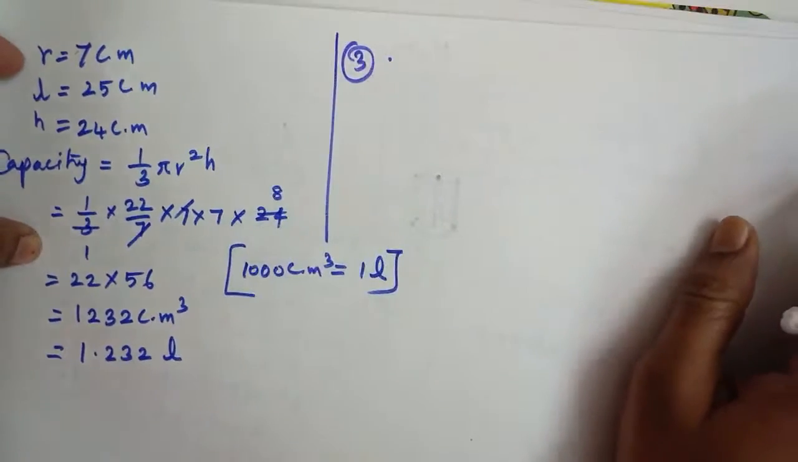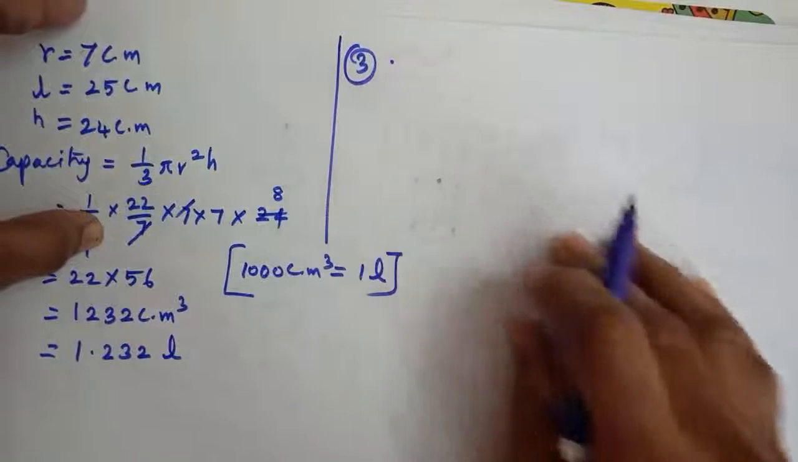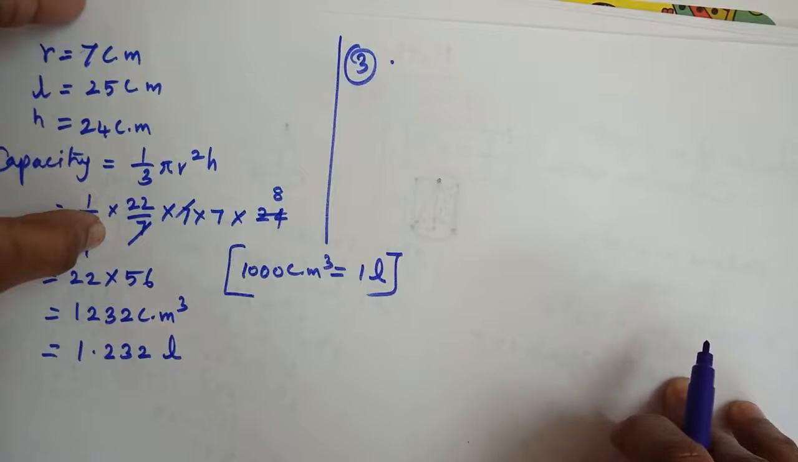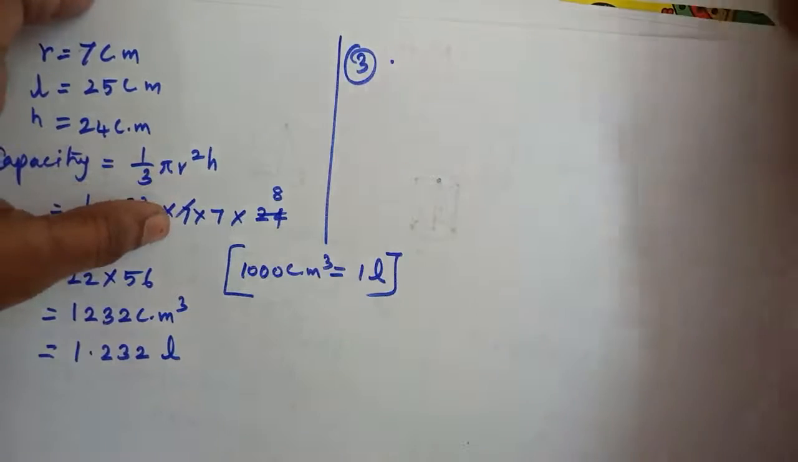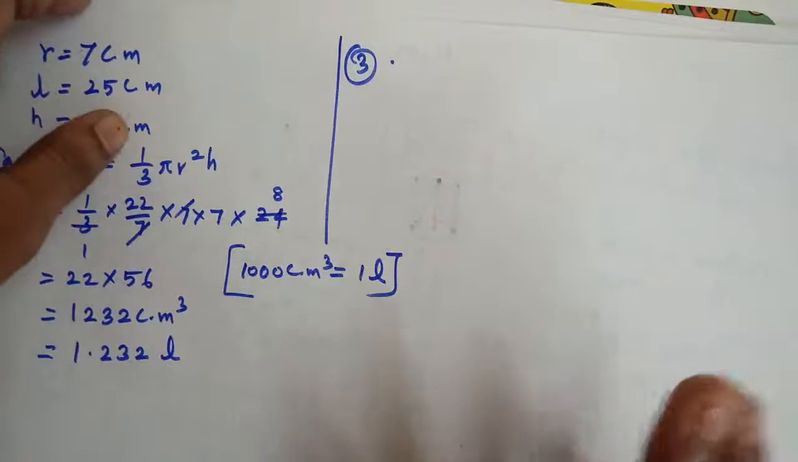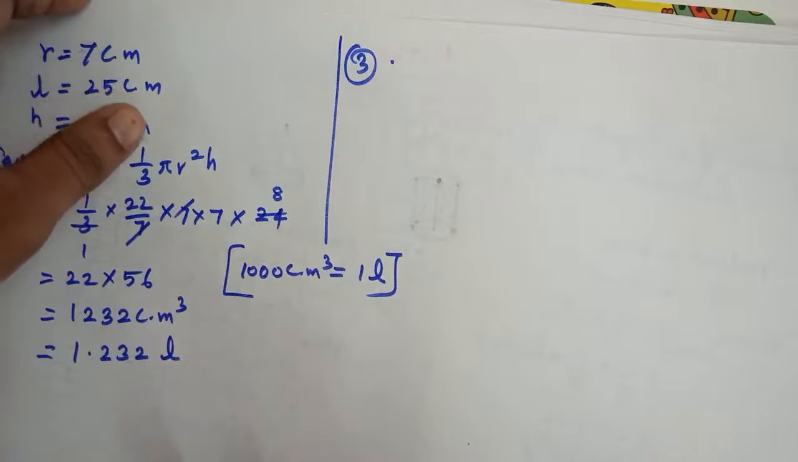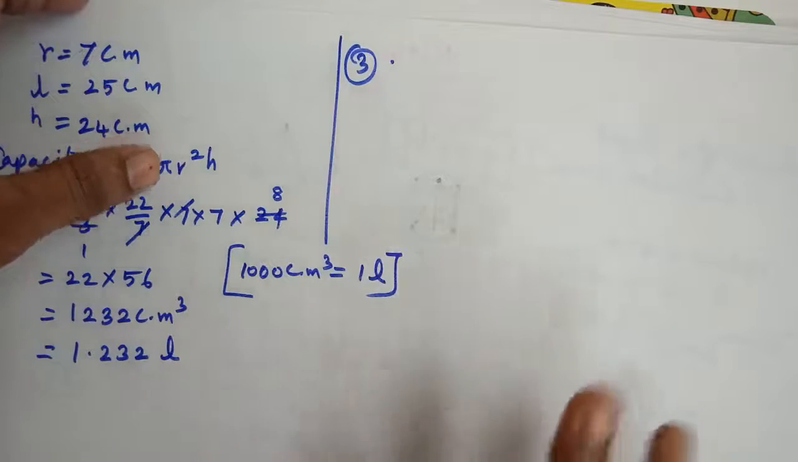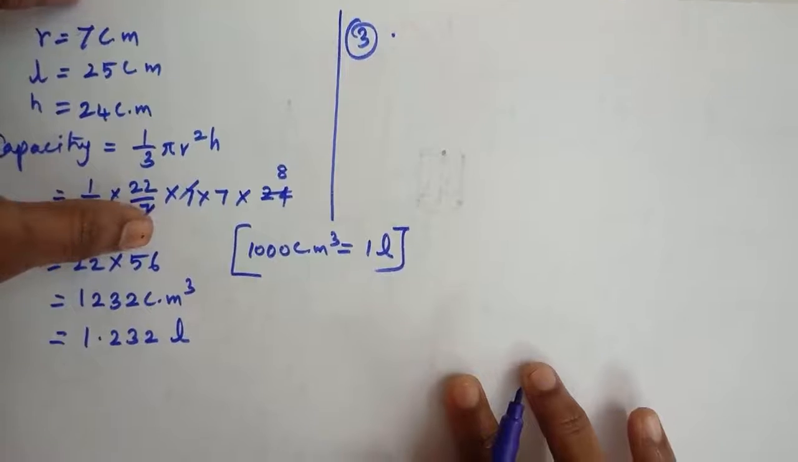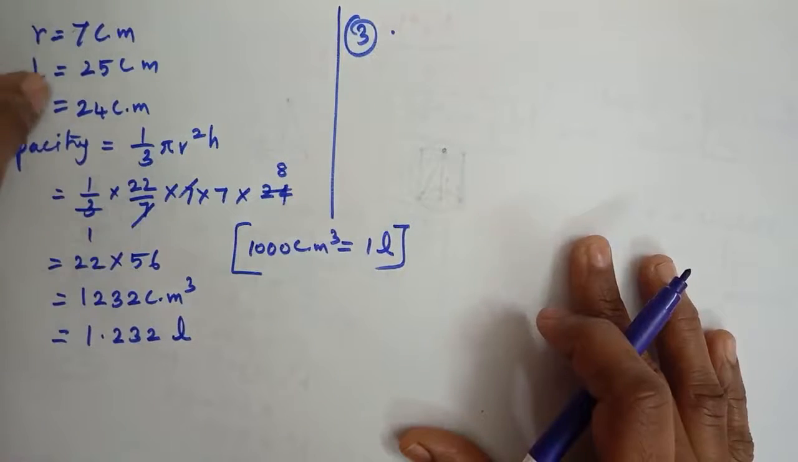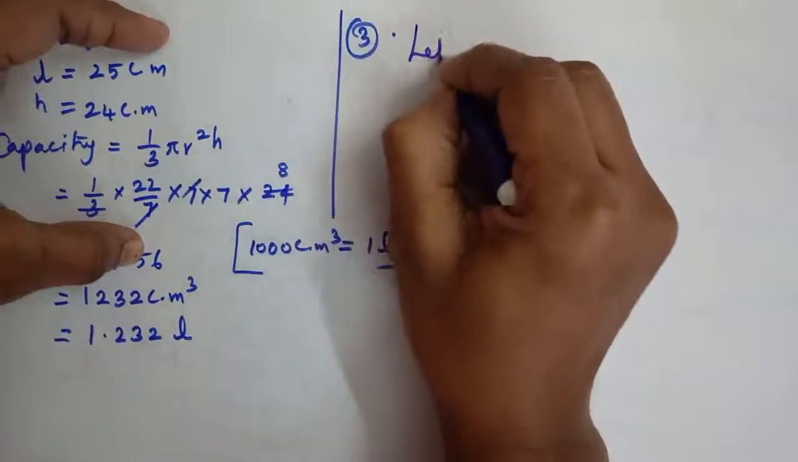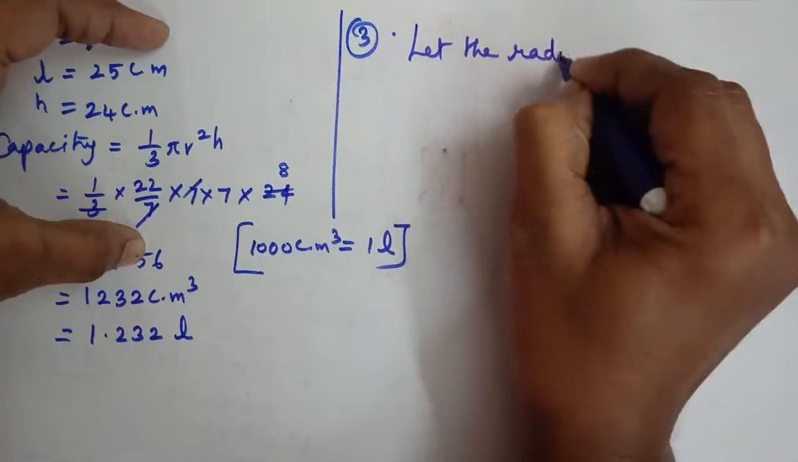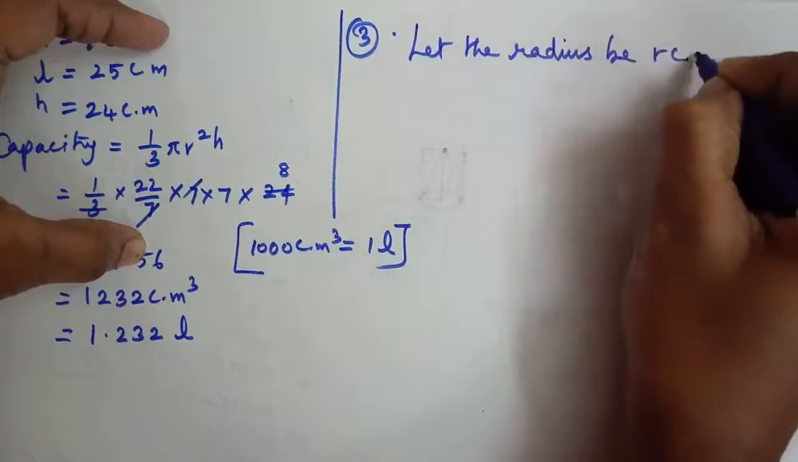So third question, the height of the cone is 15 centimeter. If its volume is 1570 centimeter cube, find the radius of the base. Use pi equal to 3.14. Okay students, so third question listen. Let the radius of the base of the cone be r centimeter. For every sum, if r is not given, you have to take let the radius be r centimeter.